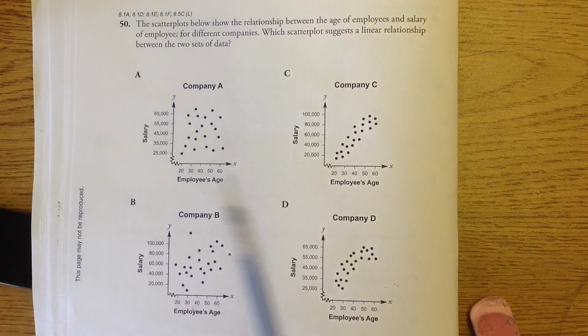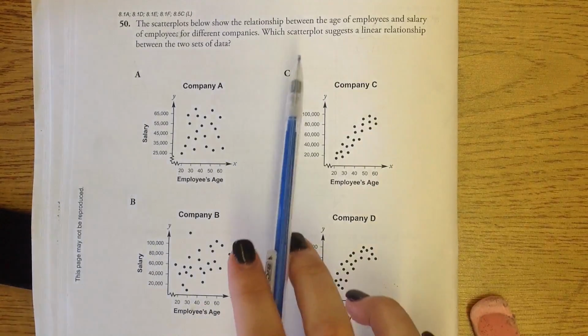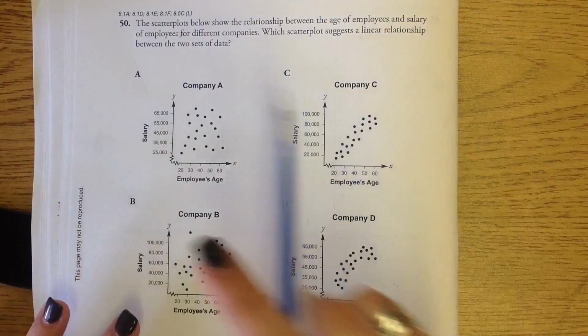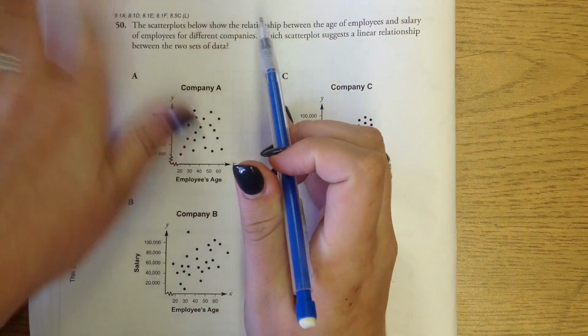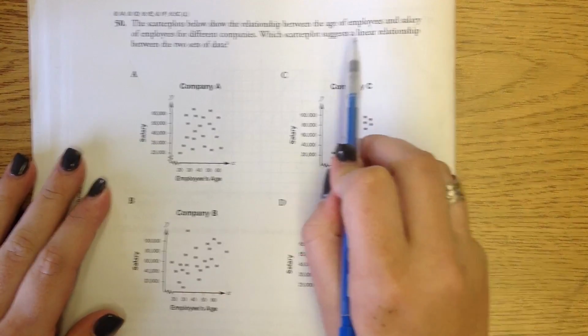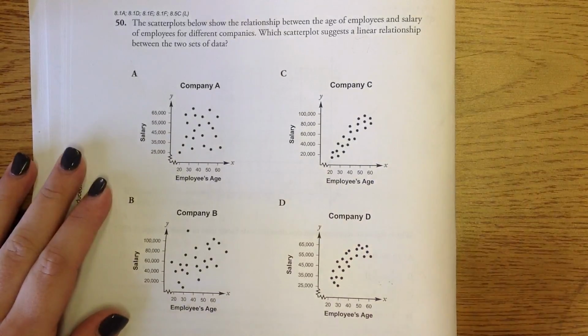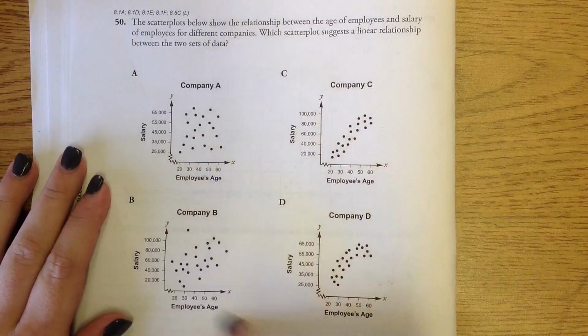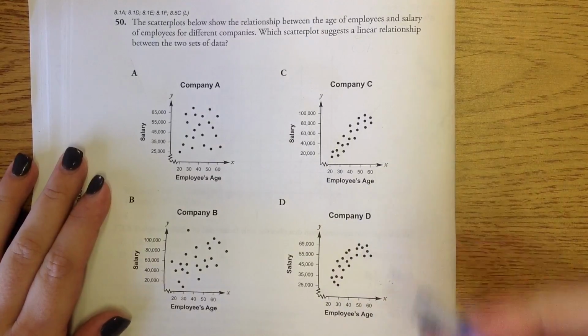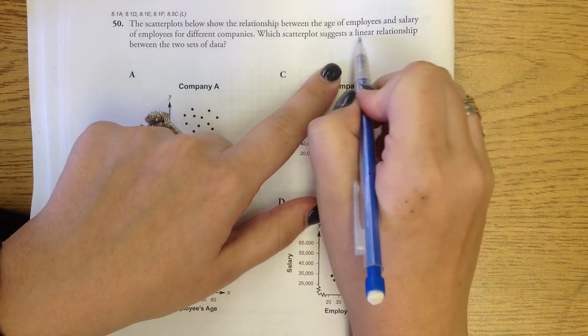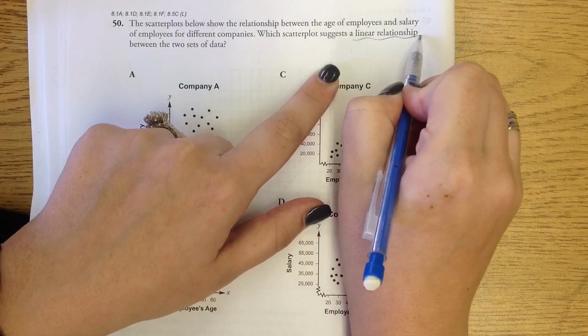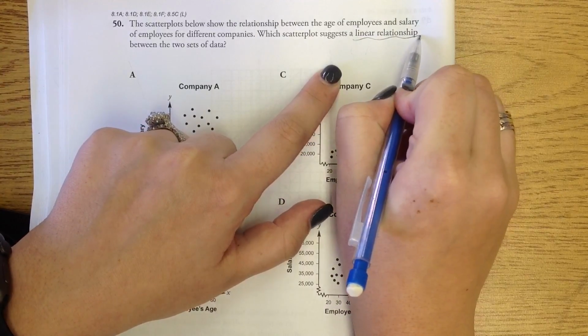Question 50 says that the scatter plot below shows the relationship between the age of employees and salary of employees for different companies. Which scatter plot suggests a linear relationship between the two sets of data? Okay, we have 4 scatter plots to choose from, and the question that they're asking is which one would suggest a linear relationship? Okay, well, what's a linear relationship, Mrs. Kirk?